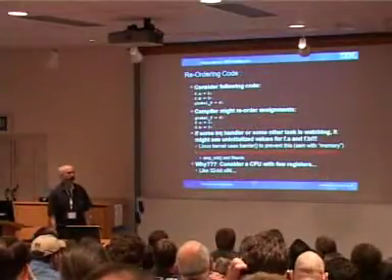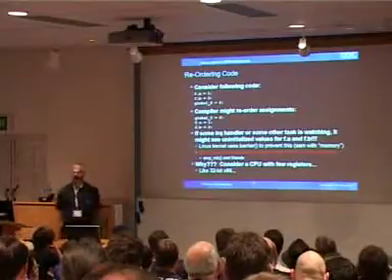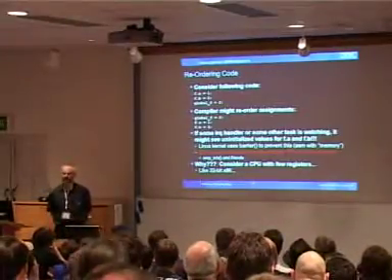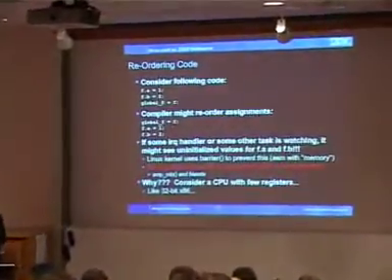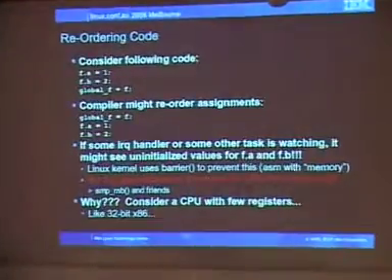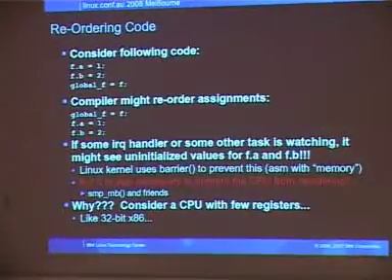Reordering code. Suppose you do something like the top there. You fill out a data structure, and you publish a pointer to it. Well, if you don't tell it otherwise, the compiler is free to publish the pointer and then fill the data structure in. And why would it do this?